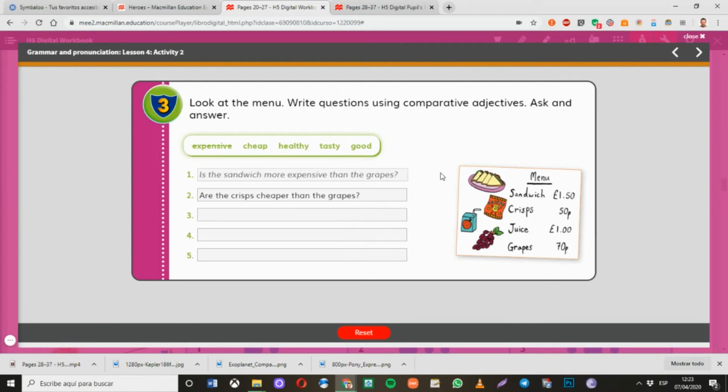Okay? Number 3. A sentence with healthy. Healthy. That's a favorite sentence of proper habit. Okay? Healthy. So, try to write a sentence, an interrogative sentence with healthy. For example, I may say, is the juice healthier than grapes?